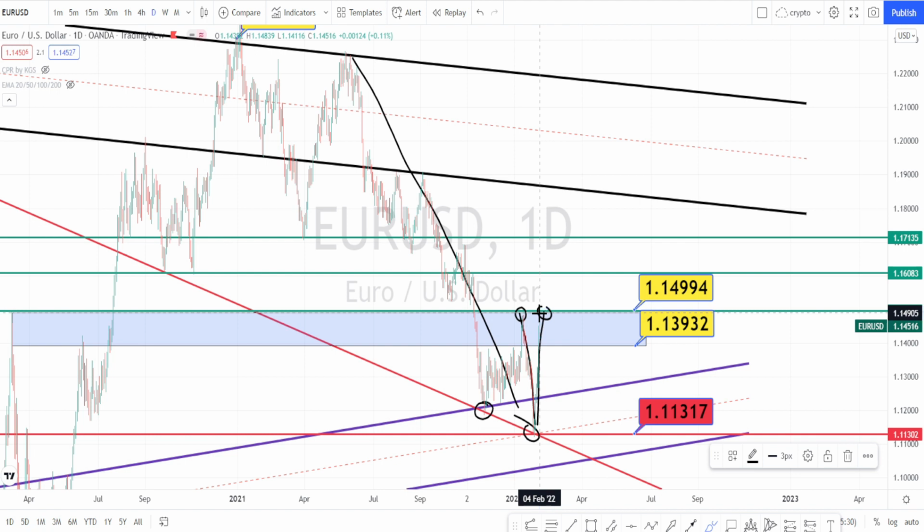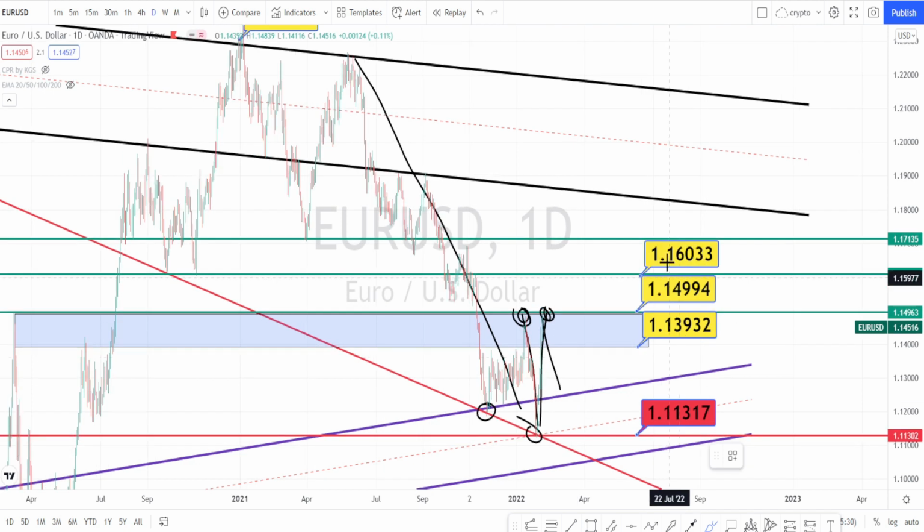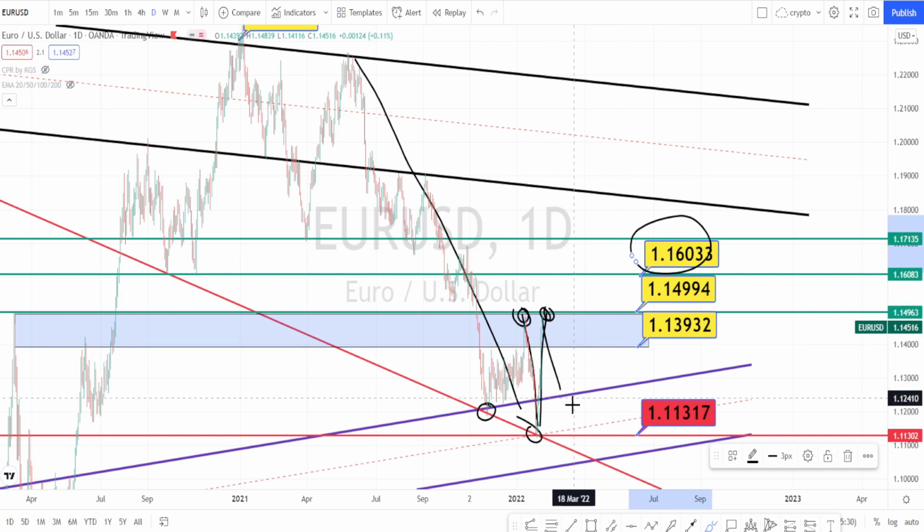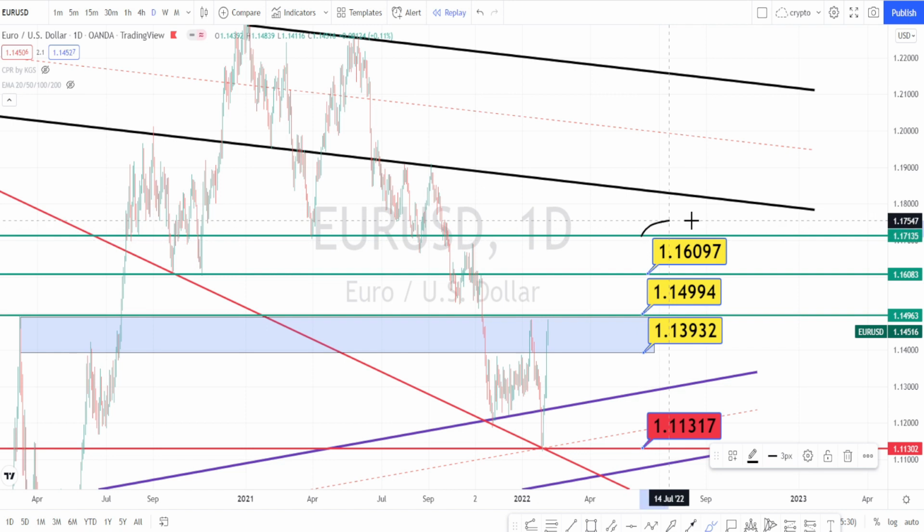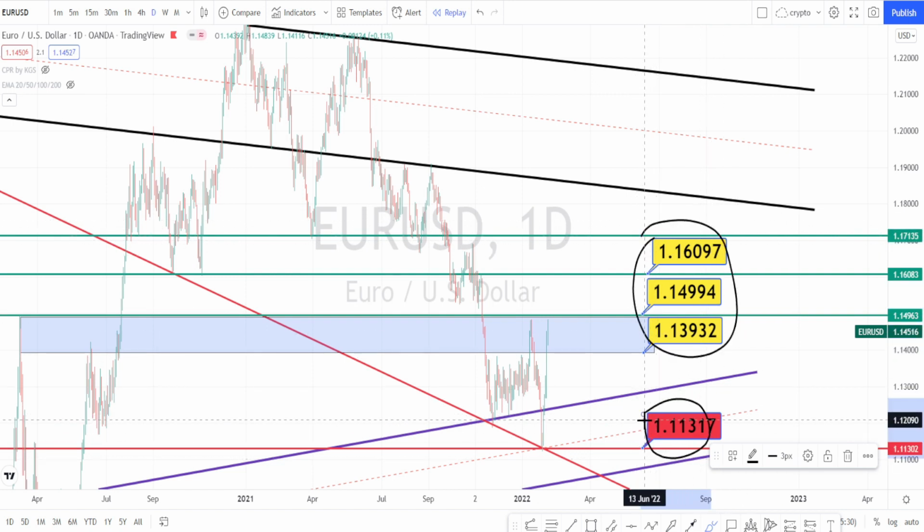We can expect the price action to bounce back from this level, because previously also this level had acted as a very strong resistance. If the price action breaches this level, the next resistance is going to be around 1.16, and if the price action bounces back, we know that this trend line, or the support line, is going to act as a very strong support. So these are the resistance levels, and this is the support level in the daily time frame.